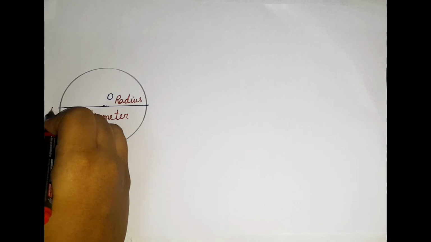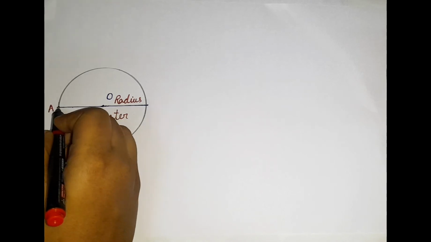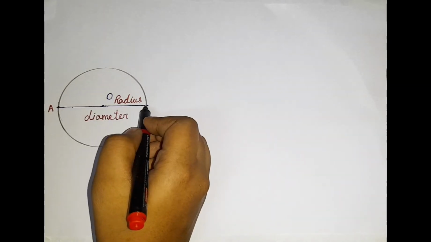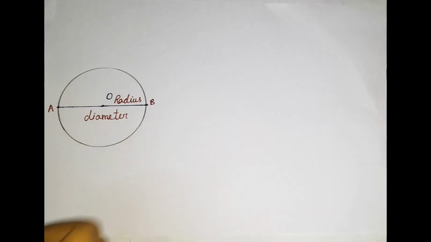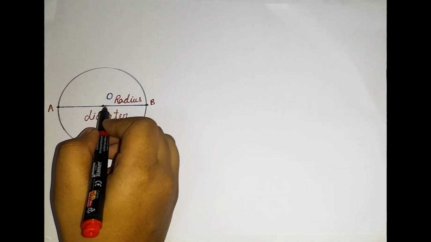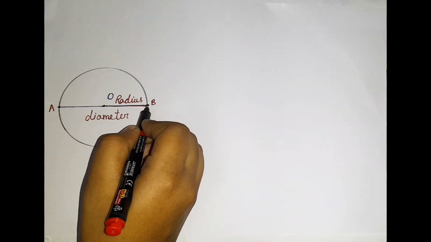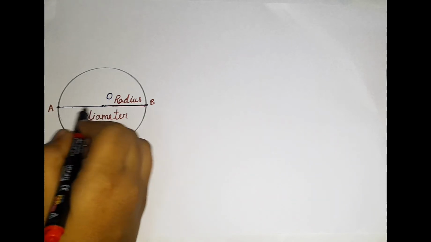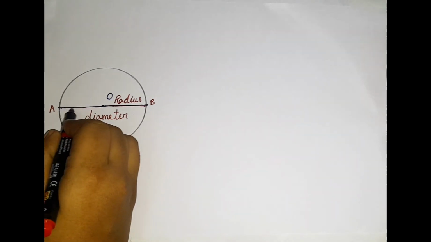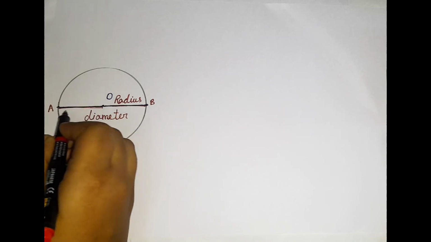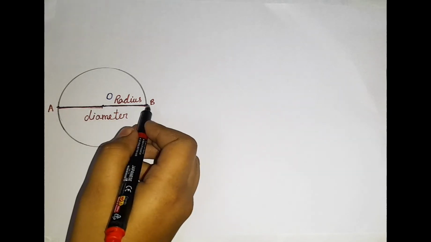For example, I am naming this point A and this point B. So which is a radius and which is a diameter? Here the radius is OB. So OB is a radius, and OA is also a radius. But what about AB? AB is a diameter.